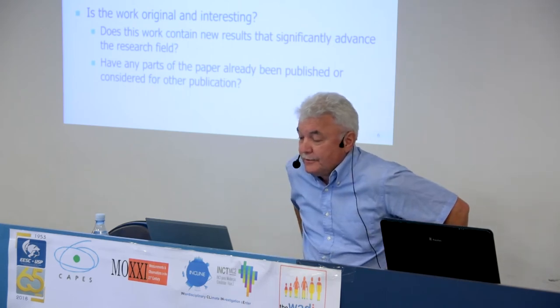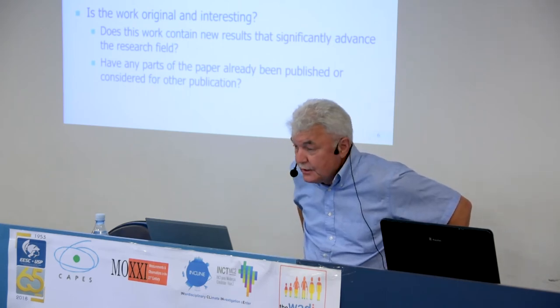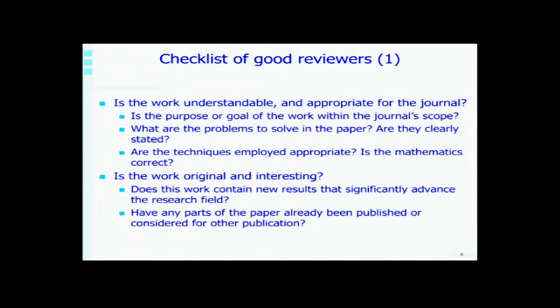Right, checklist of good reviewers. So reviewers, when they review a paper, you will also be reviewers, but put yourself into the shoes of that reviewer. So reviewers follow this checklist, which is here, or maybe even in front of them. And please do the same work instead of a reviewer before you send this paper to these reviewers, because they will use this checklist. First, is the purpose or goal of the work within the journal scope? Standard things. What are the problems to solve in the paper? Are they clearly stated? Are the techniques employed appropriate? Is the mathematics correct? And so on and so on. And this is what reviewers typically do. So do it yourself before you send it anywhere, right?